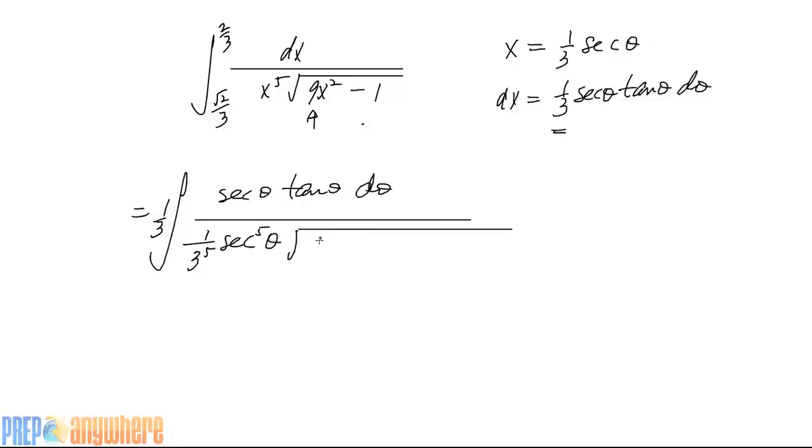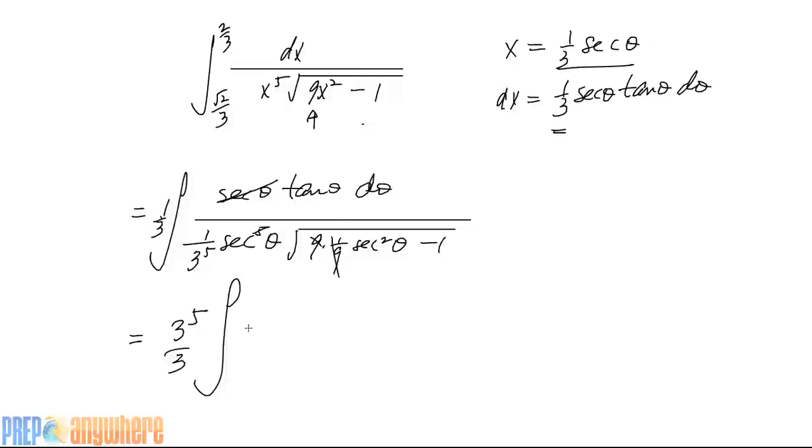If I square this, you get 1 over 9 secant squared theta. So you can see why I chose 1 over 3 right there. That'll cancel out now. So this is the same as times by 3 to the power of 5, divided by 3. I can cancel out one of the secants already, so we have a tangent on top. We have secant to the power of 4 theta.